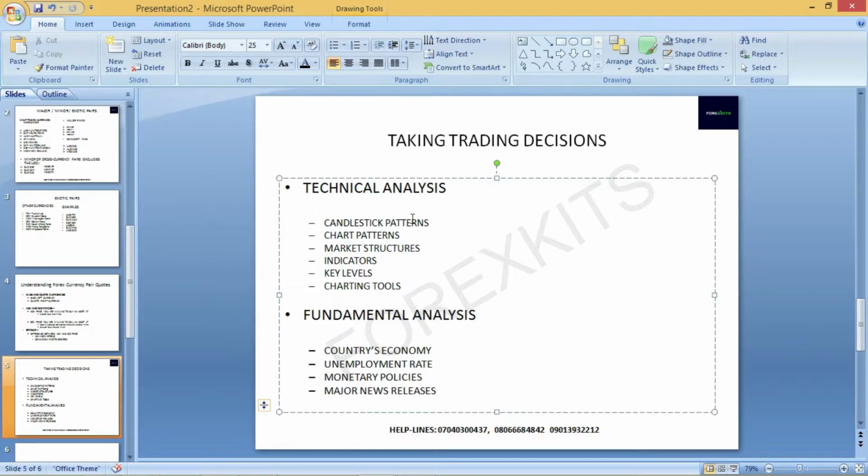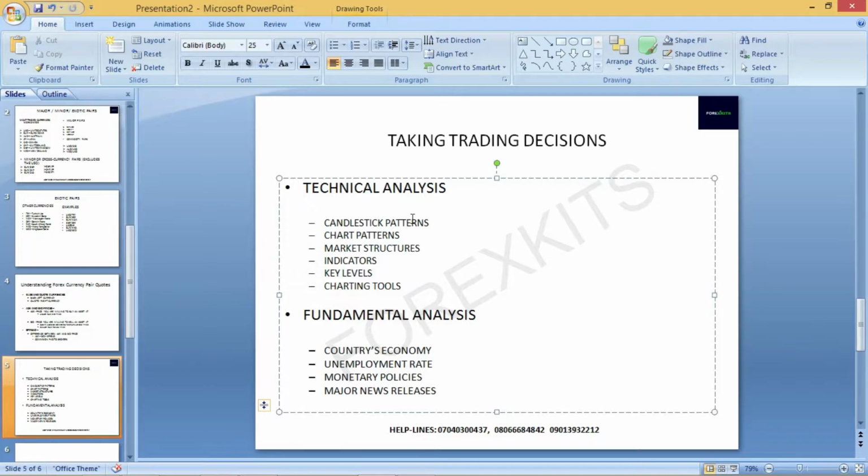So for this, we use chart patterns, market structures, and indicators, where you do not even have to do anything by yourself. Just let the indicators give you a signal, and then you get into a trade. There are also key levels in the market, charting tools and software, candlestick patterns, and a whole lot more to determine where price is going to go from where it currently is. Okay, so that is technical analysis.